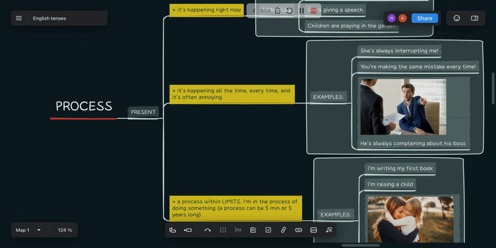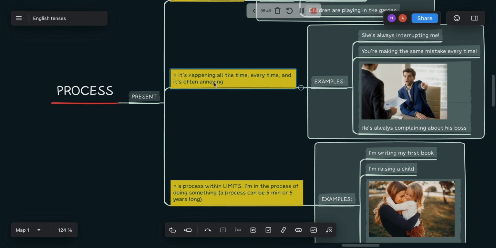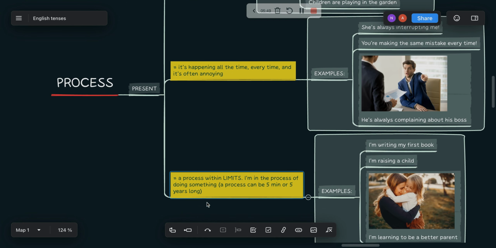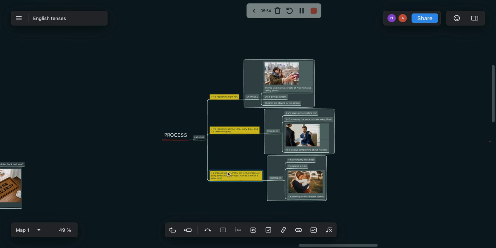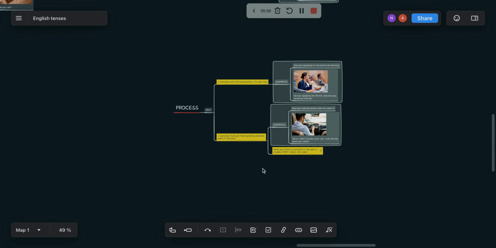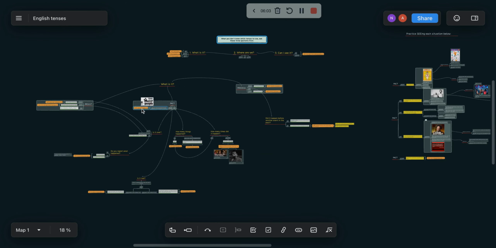When do we say she is doing that or he's looking weird? Is it happening right now? Or is it happening all the time, all day, every day? Or is it a process within certain limits? Check these explanations, look at examples. And if you need video examples, the video examples are here in orange.